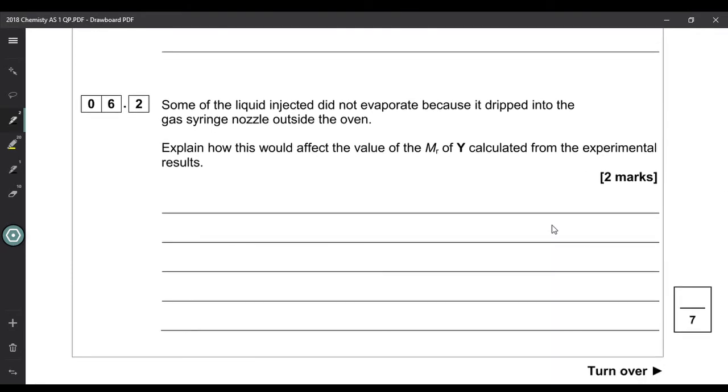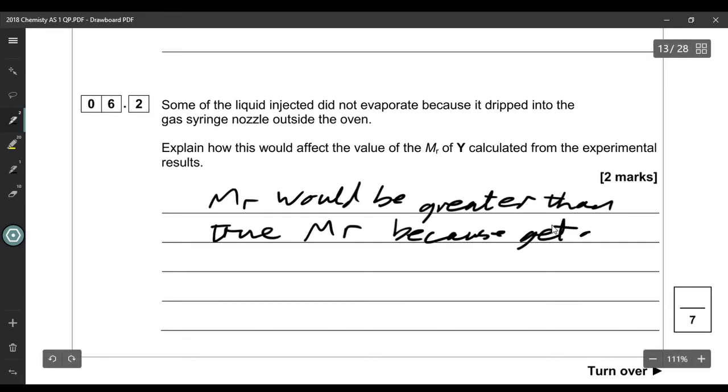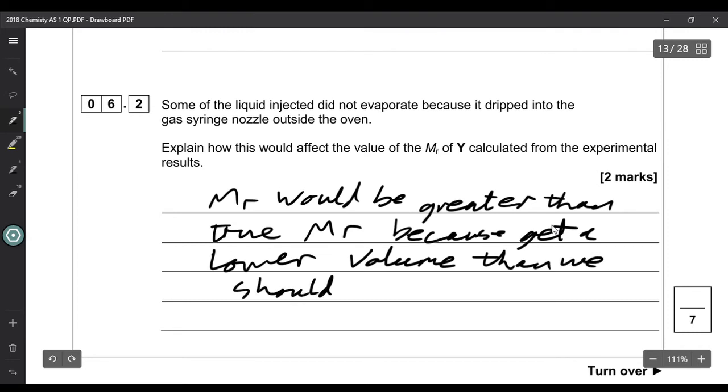So if we go down to this, how would it affect the results? The MR would be greater than the true value, because we'd get a lower volume than we should, because less of the liquid has vaporized into a gas, so it will be a smaller volume.